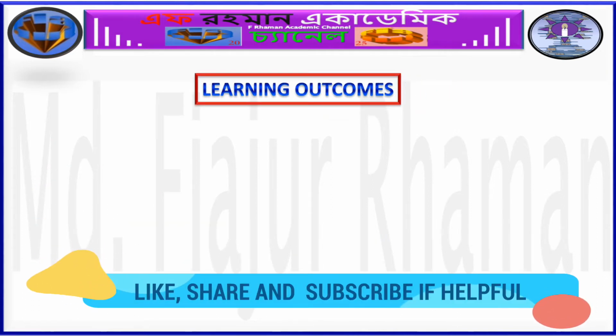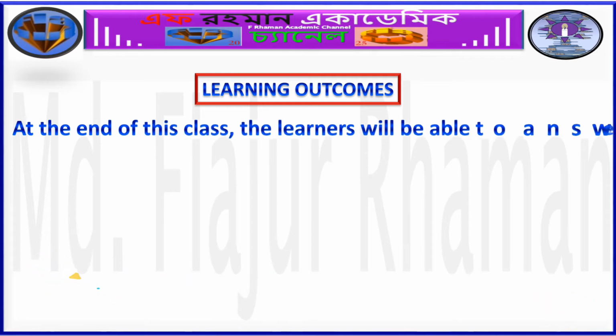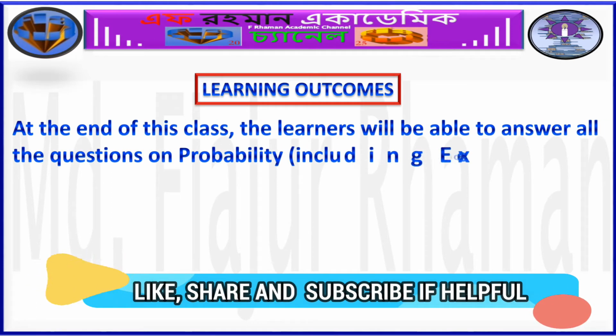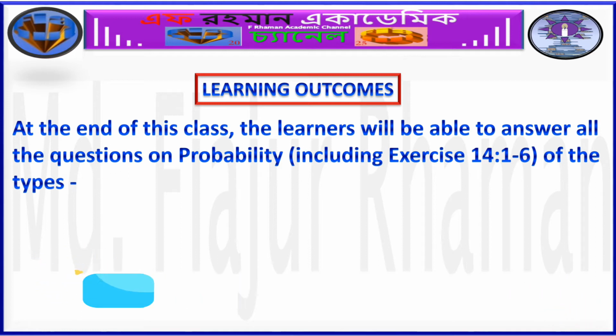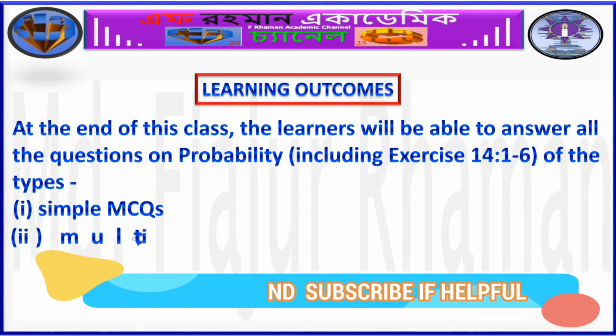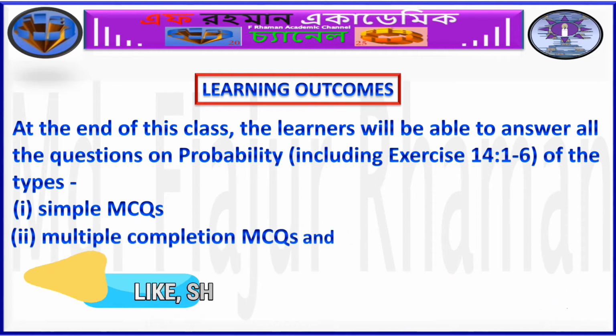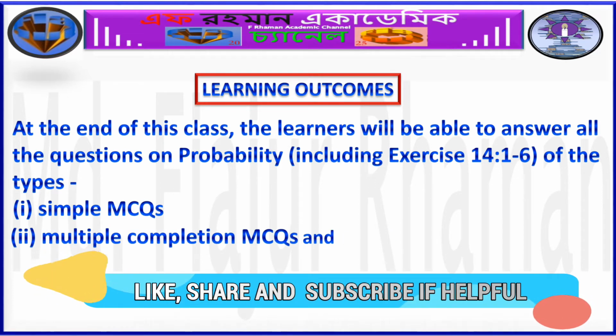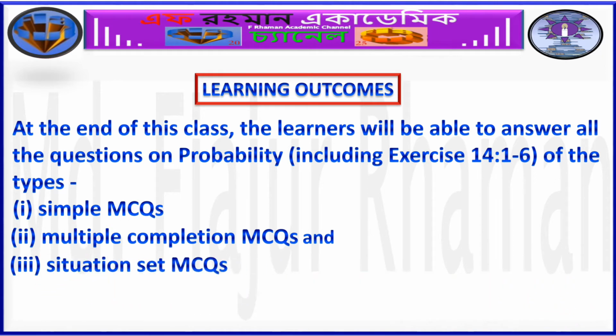Learning outcomes. At the end of this class, the learners will be able to answer all the questions on probability, including exercise 14.1 to 6 of the types. Number 1, simple MCQs. Number 2, multiple completion MCQs. And number 3, situation set MCQs.